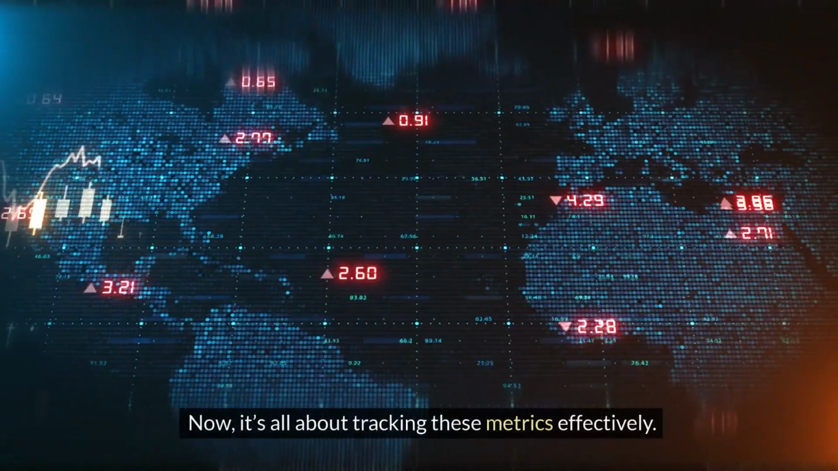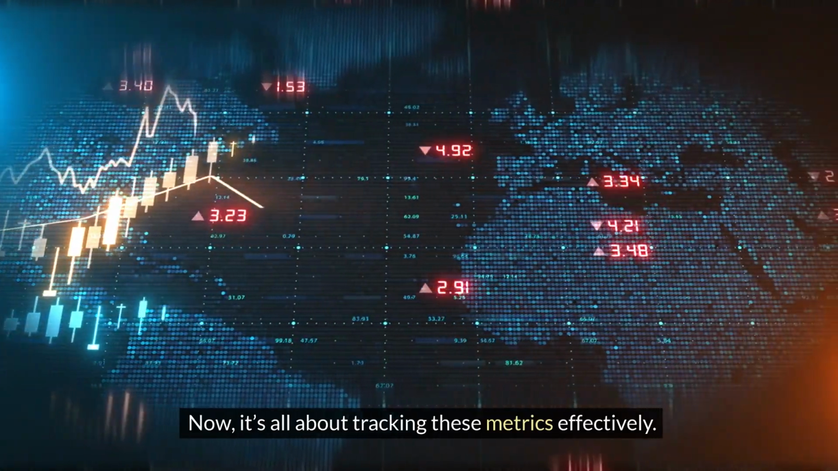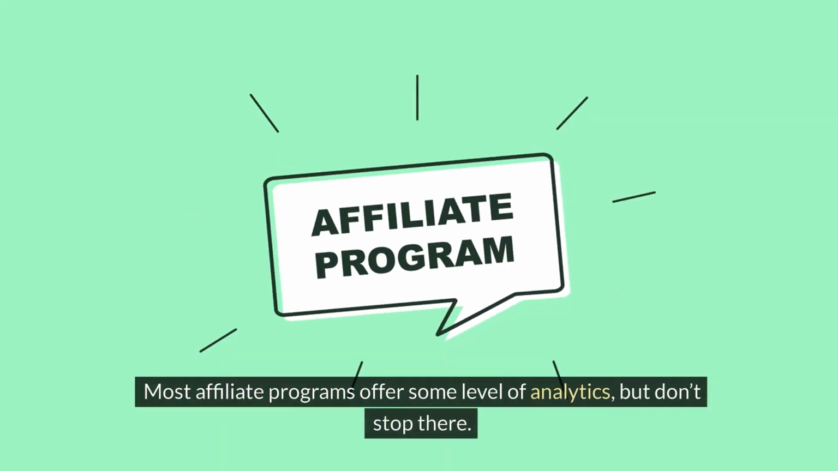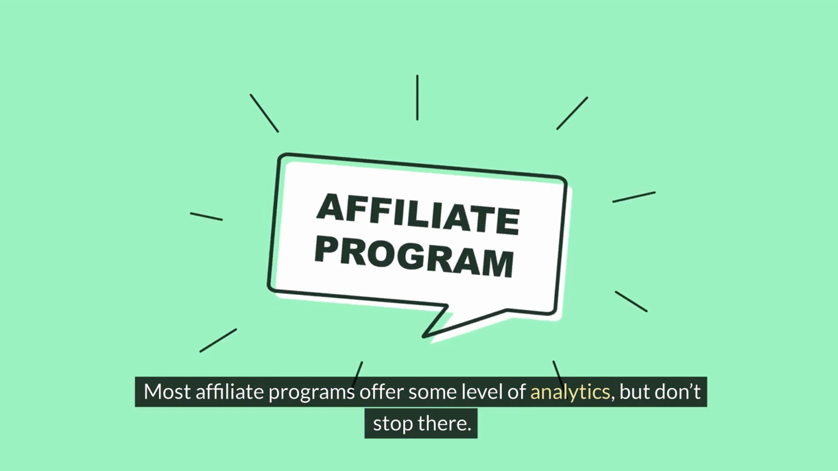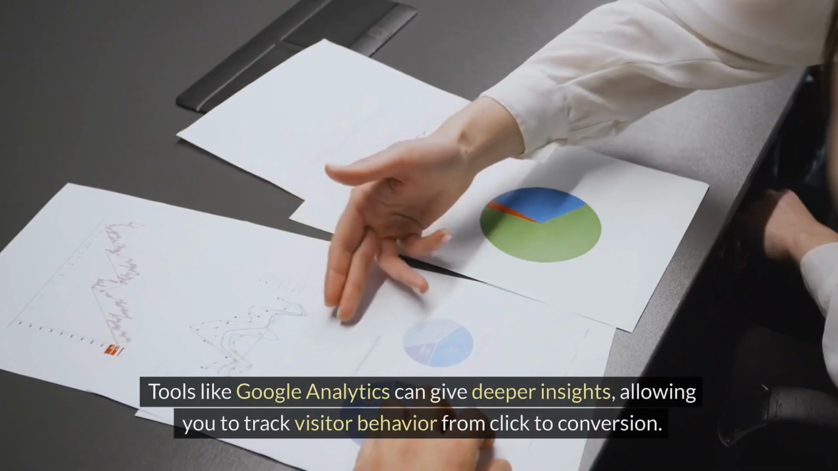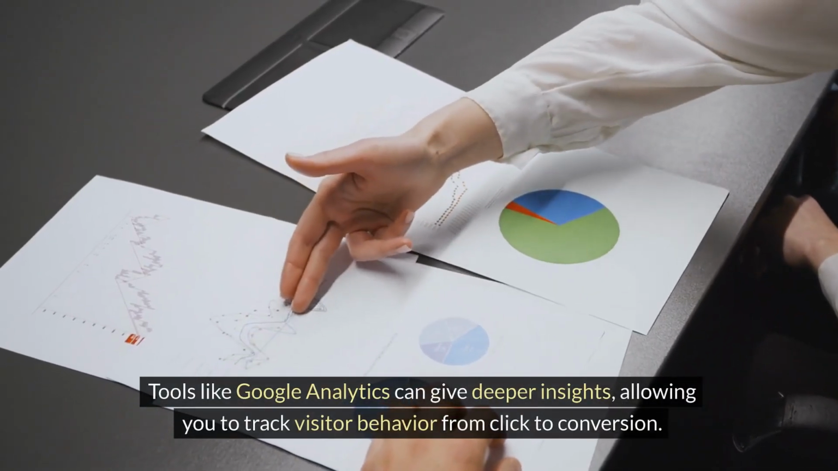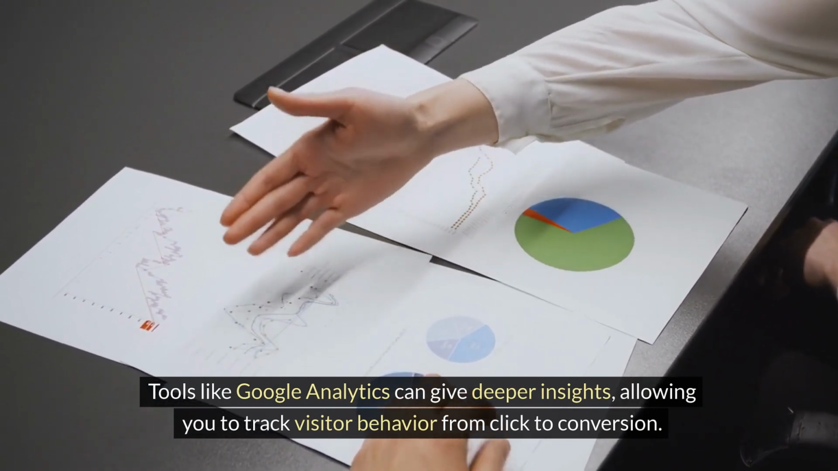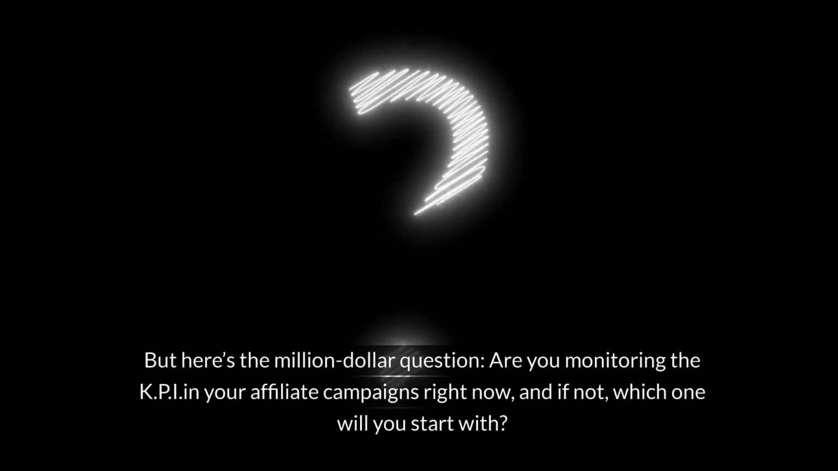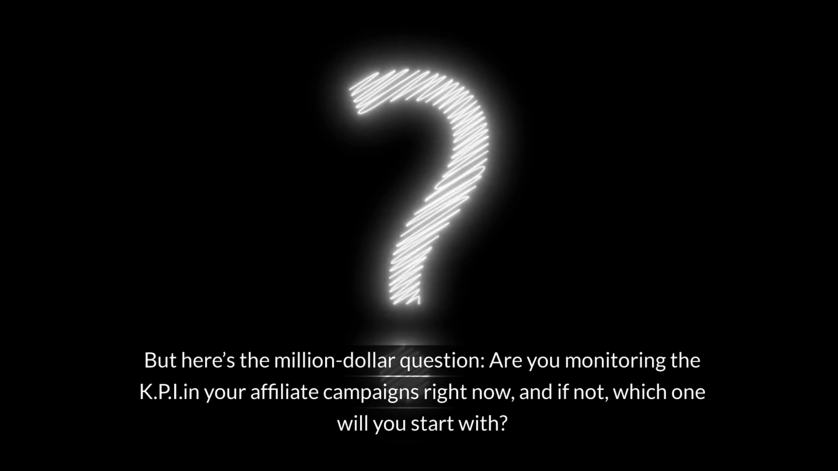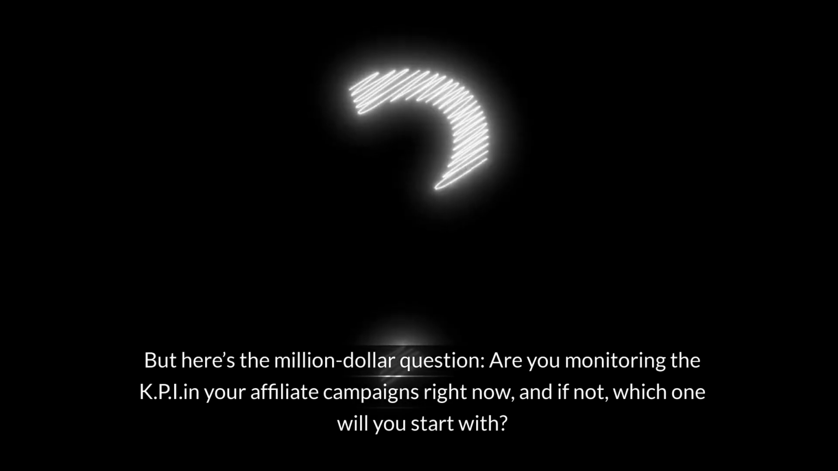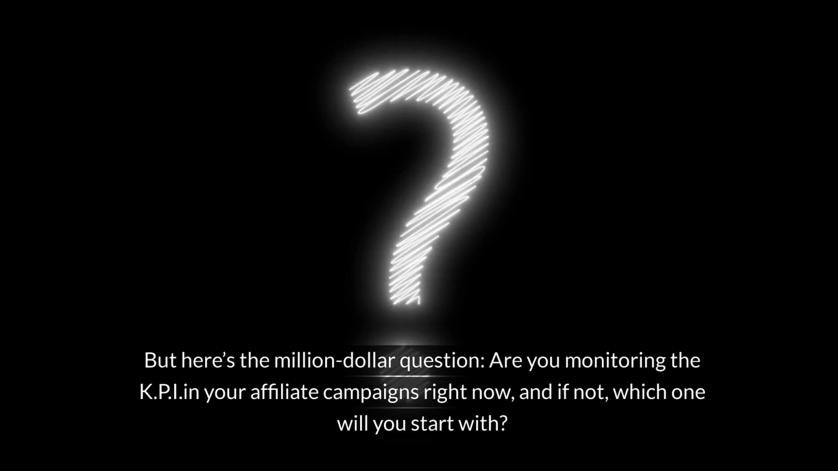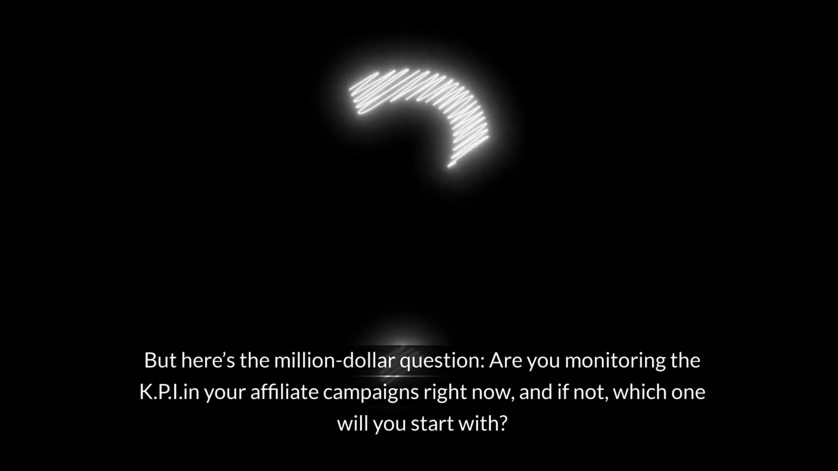Now, it's all about tracking these metrics effectively. Most affiliate programs offer some level of analytics, but don't stop there. Tools like Google Analytics can give deeper insights, allowing you to track visitor behavior from click to conversion. But here's the million-dollar question. Are you monitoring the KPI in your affiliate campaigns right now? And if not, which one will you start with?